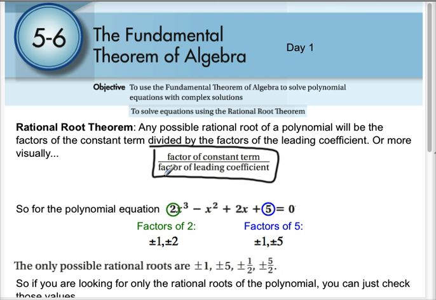So what this is telling us is it gives us a way to find the possible rational roots, which they've listed right here. And if you notice, what they did is they divided each of the factors of 5 by a factor of 2. So 1 divided by 1 gave us the 1, 5 divided by 1 gave us the 5, 1 divided by 2 gave us the 1/2, and 5 divided by 2 gave us the 5/2. Okay? So those are the possible rational roots.